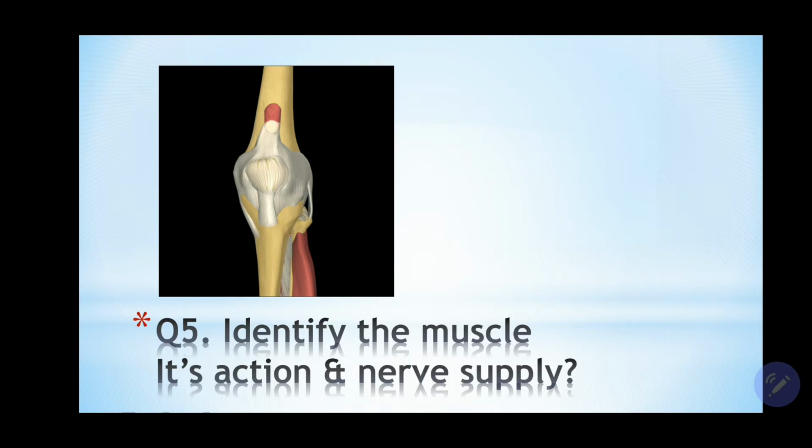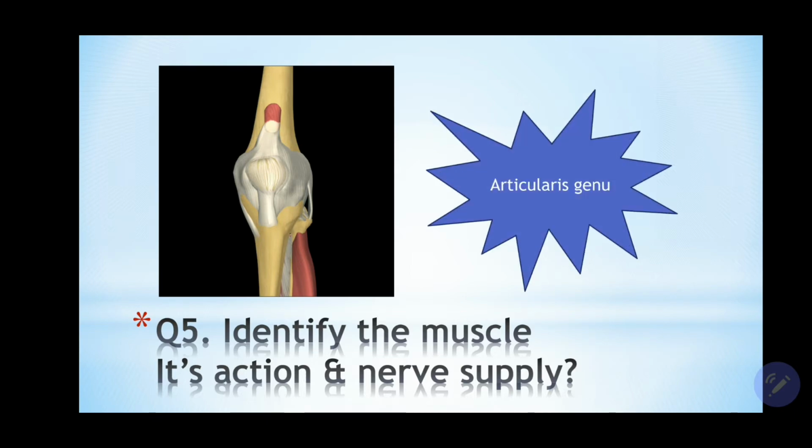Okay, so the nerve supply to this muscle is, remember, the nerve supply to the muscle it covers also supplies this muscle, and that is the nerve to vastus intermedius, which will supply articularis genu also.